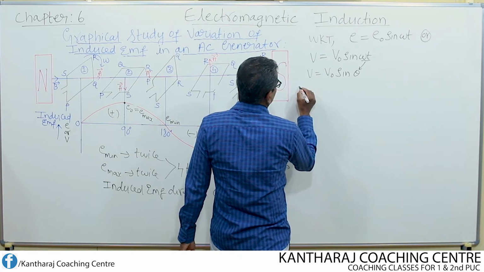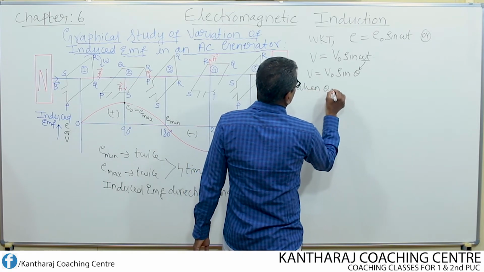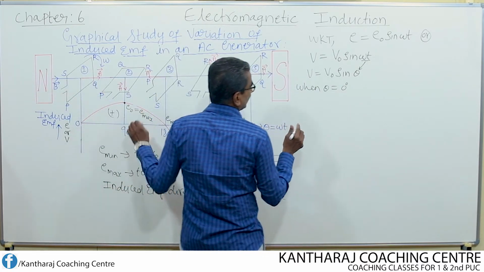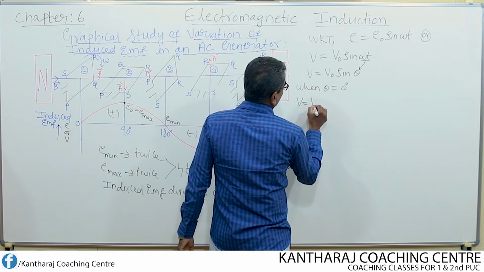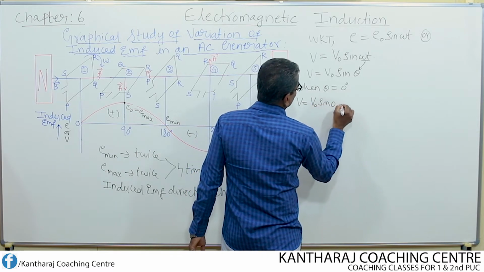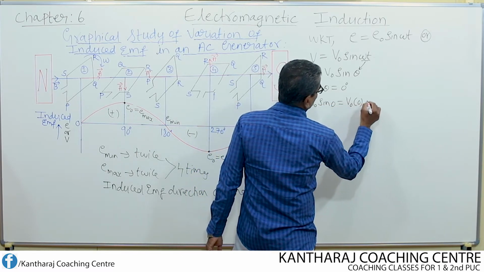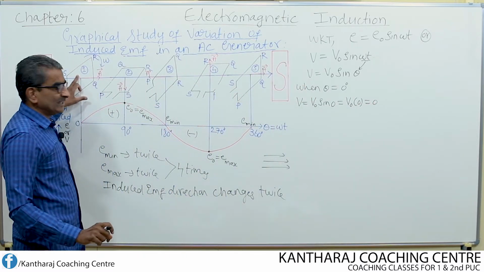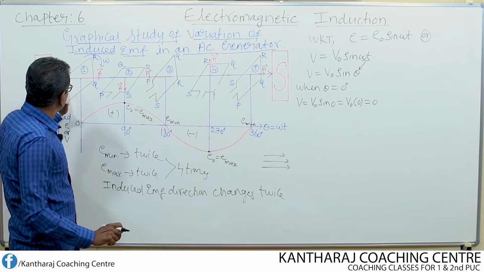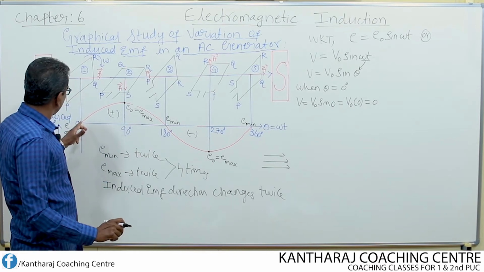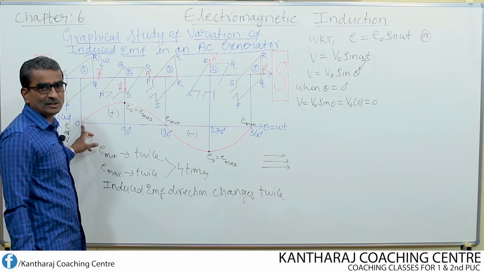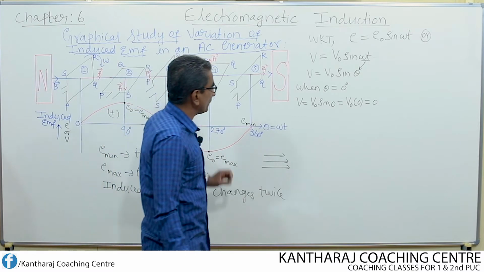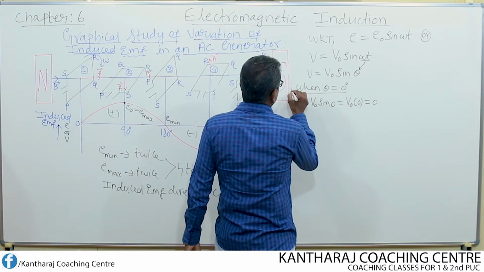Now in stage 1, when theta equals 0 degrees, what happens to this equation? V equal to V naught sin 0, so this is V naught into 0 equal to 0. So induced EMF is 0 when the coil has not yet started rotating, at the initial position. At t equal to 0, theta is also equal to 0, therefore induced EMF is also equal to 0.